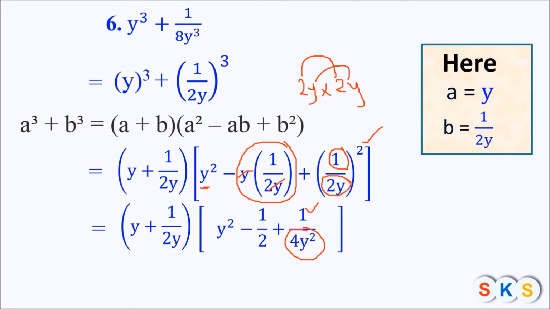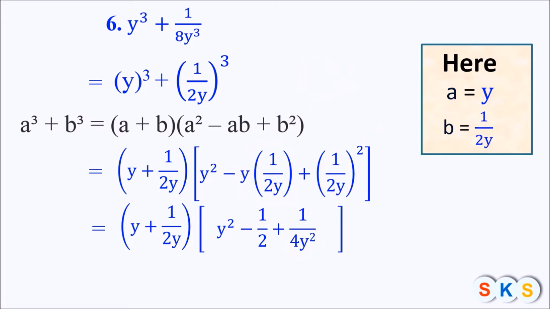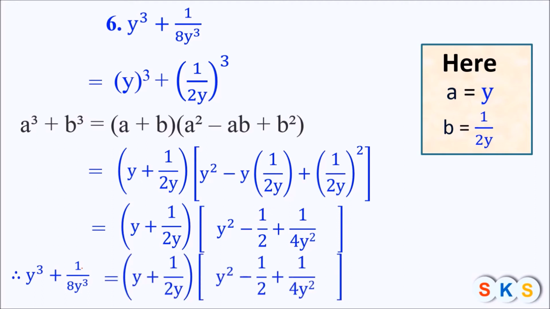Correct? So after solving this, you can see that the first bracket is y plus 1 upon 2y, which cannot be simplified further, and the second bracket is y square minus 1 upon 2 plus 1 upon 4y square, and it can also not be simplified further. Therefore, y raised to 3 plus 1 upon 8y cube is equal to y plus 1 upon 2y into the second bracket y square minus 1 upon 2 plus 1 upon 4y square.